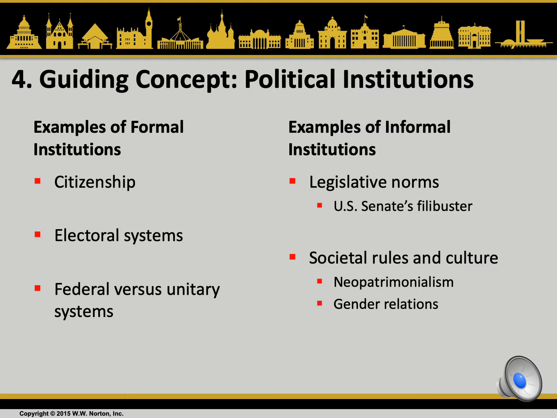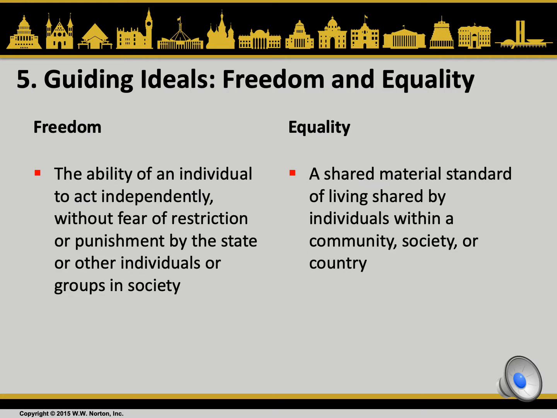Informal institutions, as you can see listed there, are those things that are not rigidly written, but they're norms. A classic example listed is the U.S. Senate's filibuster. That particular norm, that institution, exists nowhere formally, but it is something that has always existed in the institution of the U.S. Senate. Societal rules and culture also typically will have informal institutions.